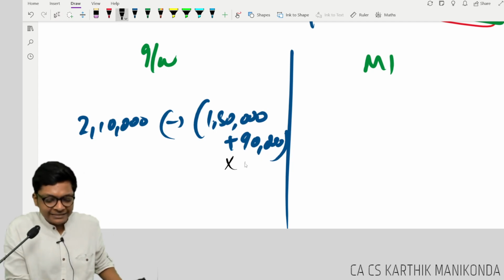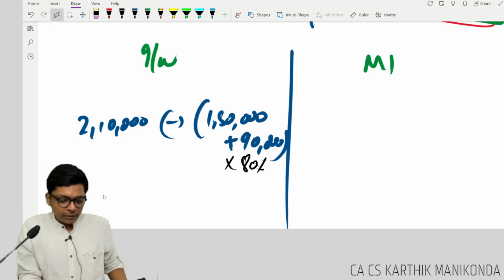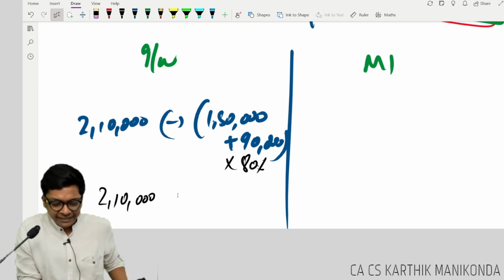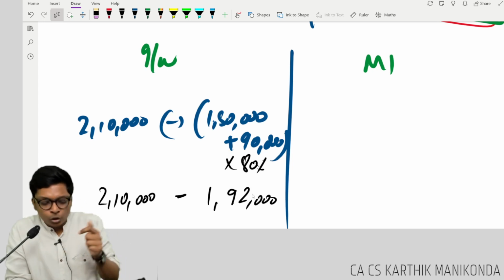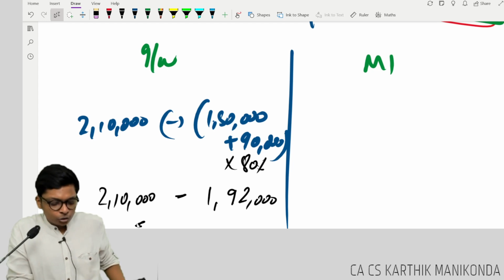No, my share is 80%. So it will be 2 lakh 10,000 minus 1 lakh 90. So for something worth 1,92,000, you paid 2,10,000. So goodwill is 18,000. Are you following?